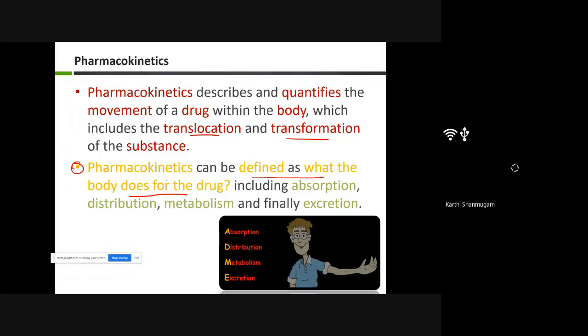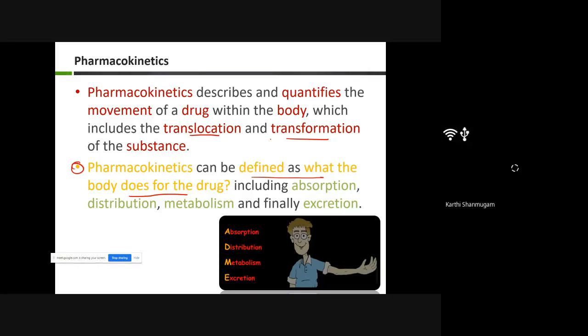The term itself says that translocation is movement. Movement of the drug molecule from one part of the body to another part of the body is called translocation. And transformation is conversion of the drug molecule in its original form into some other form. So we can say that absorption, distribution, metabolism, excretion could each be either a translocation process or a transformation process, any one of that, right?